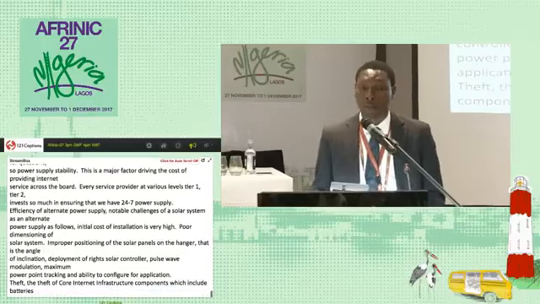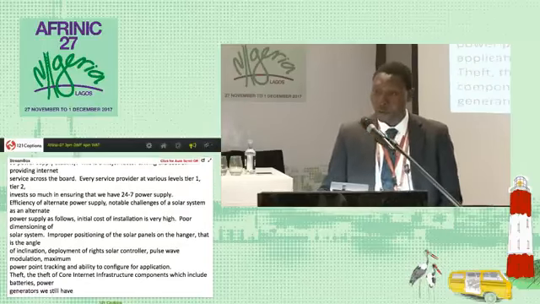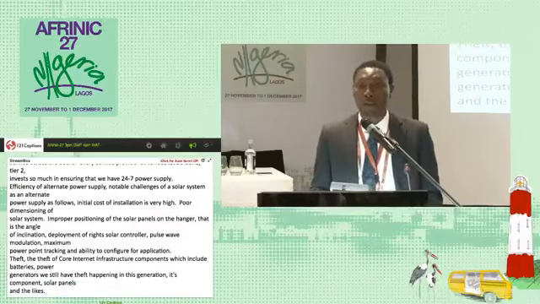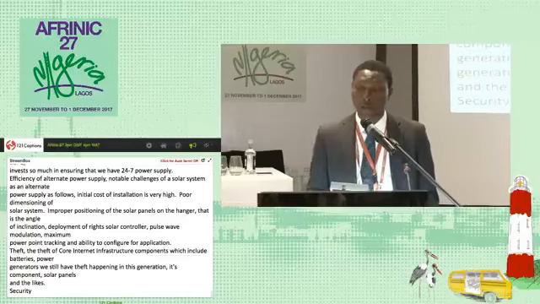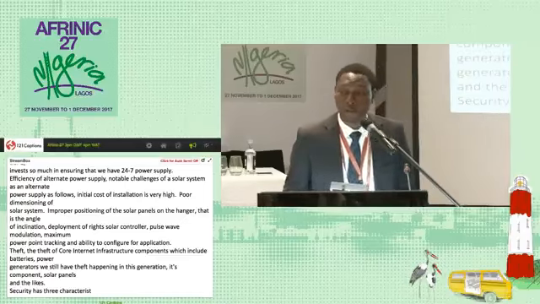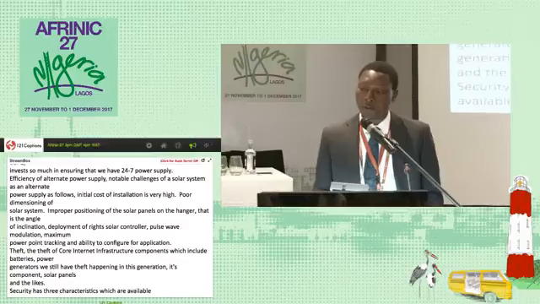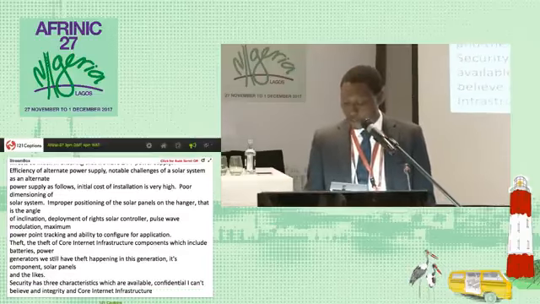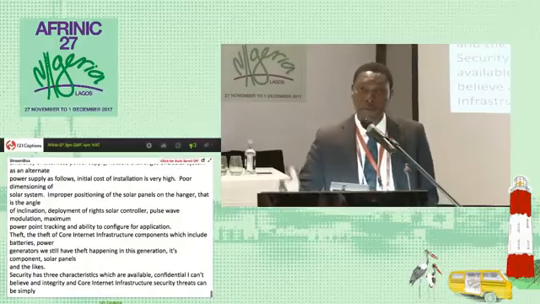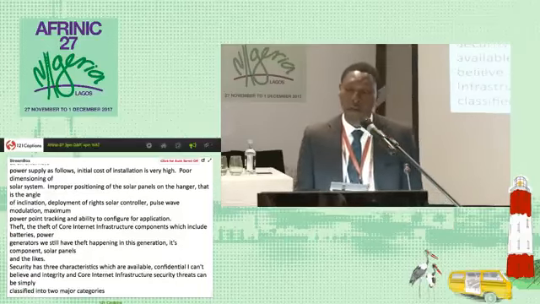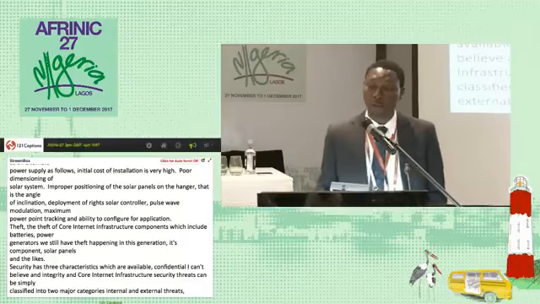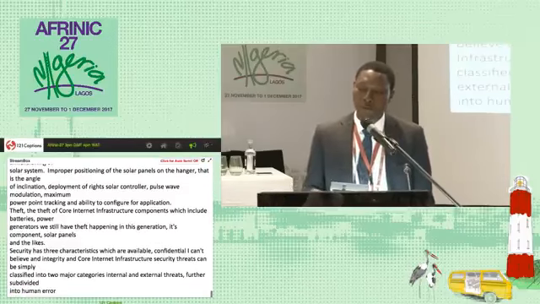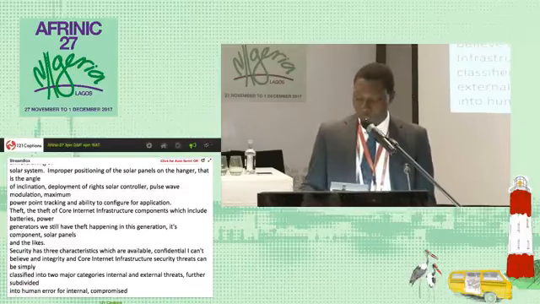Its component and solar panels and the likes. Security. Security has three characteristics, which are availability, confidentiality, and integrity, according to Bajiwai 2007. And core internet infrastructure threats can be simply classified into two major categories, both internal and external threats, which are further subdivided into what I highlighted here: the human error from internal, compromised insider, and the ones packet floods, intrusion, security vulnerability.